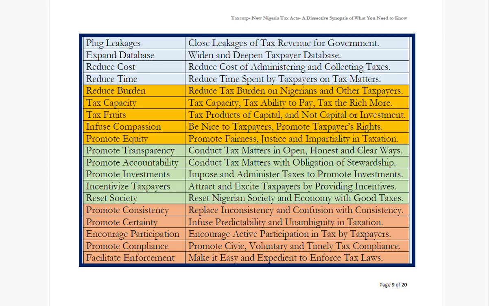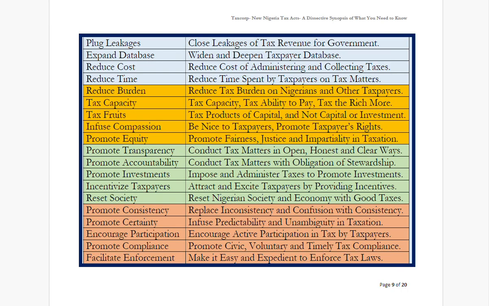Promote taxpayers' rights. Promote equity. Promote fairness, justice, and impartiality in taxation. Promote transparency. Conduct tax matters in open, honest, and clear ways. Promote accountability. Conduct tax matters with obligation of stewardship, with obligation to report back to Nigerians. Promote investments. Impose and administer taxes to promote investments.